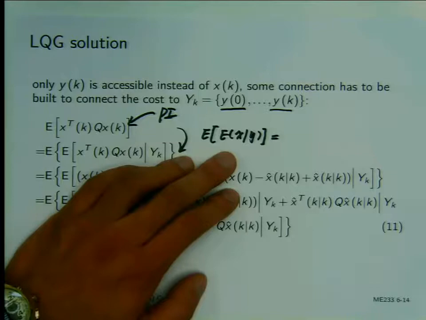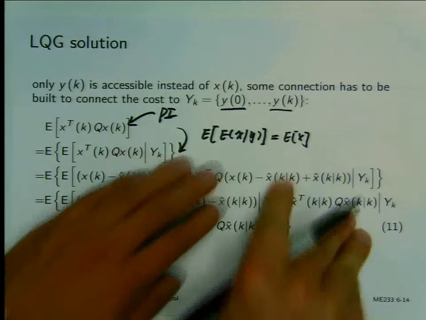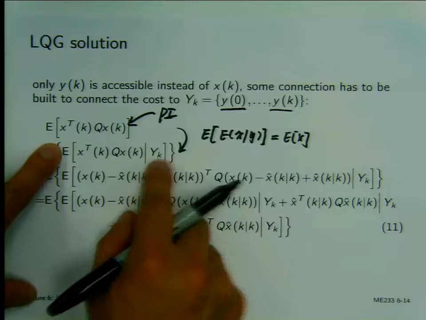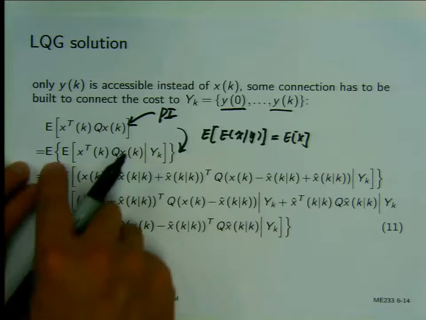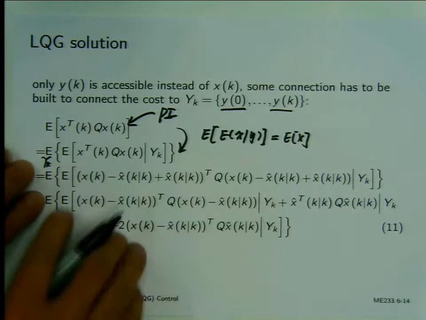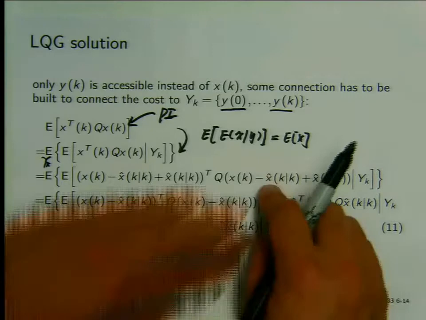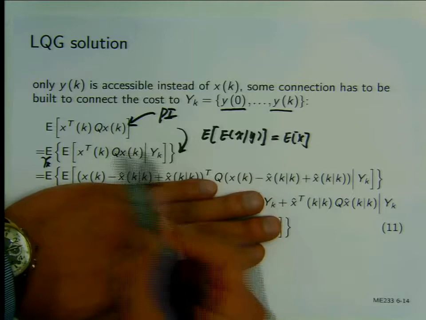The expected value of x, right? So use the same trick here. The expected value of this guy is equal to the expected value of this guy conditioned on yk, and then put another expectation outside. So this outer expectation is taken with respect to capital Yk. And this inside is a function of Yk. OK? So now, this is the central step. This is building us the connection of using the output in this performance index.